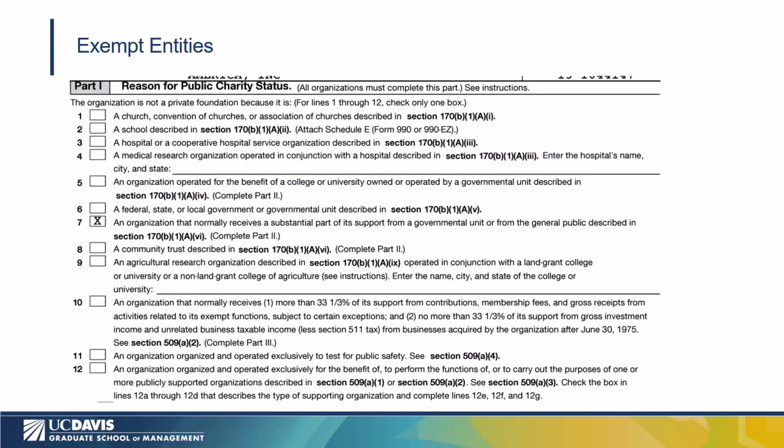Okay, so here are the reasons for public charity status. I pulled this out of Form 990 because I just wanted you to see where you check the box. You say, part one, reason for public charity status. This organization is not a private foundation because, and you can see that you go through: I'm a church, I'm a school, I'm a hospital, I'm a medical research organization, I'm a federal, state, or local government. And number 7 is the one that we think of, right? I'm an organization that receives a substantial part of its support from a governmental unit or from the general public. Okay, so boom, now I'm a public charity.